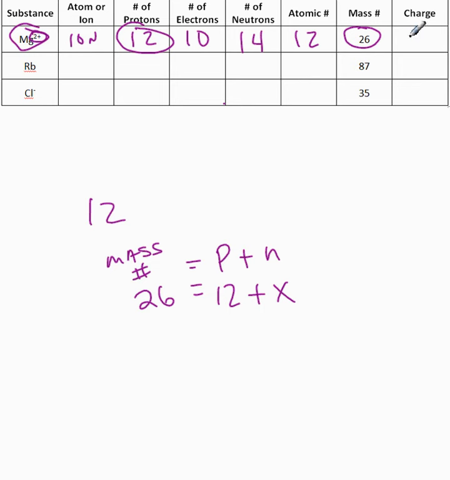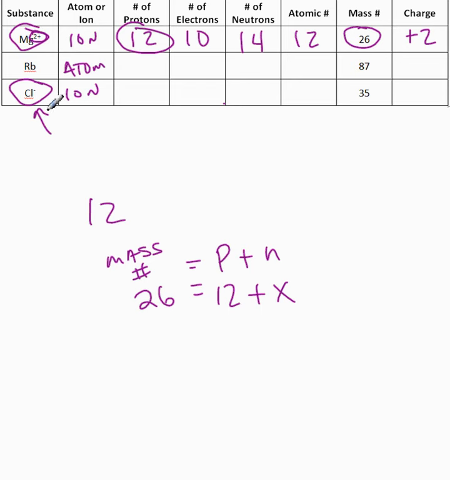You do the same thing for this. If you look right here, rubidium, that's going to be an ion because I see a charge. I'm sorry, chlorine has a charge. Rubidium has no charge, so that makes it an atom. So you're looking at chlorine. Look on the periodic table.